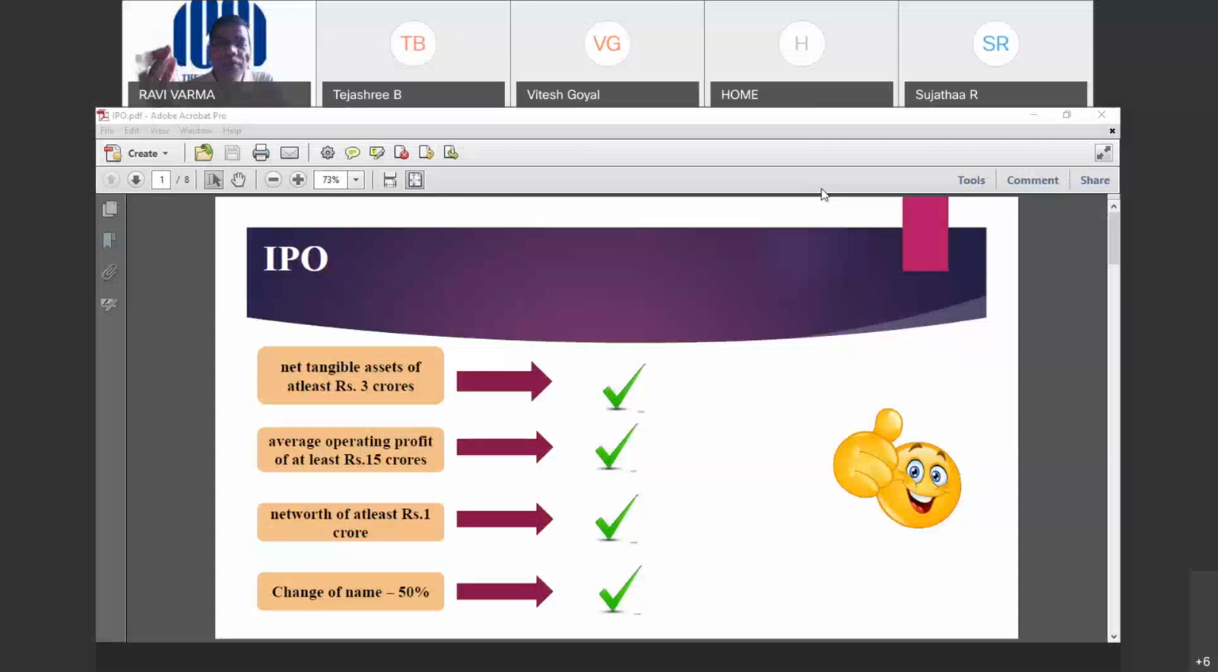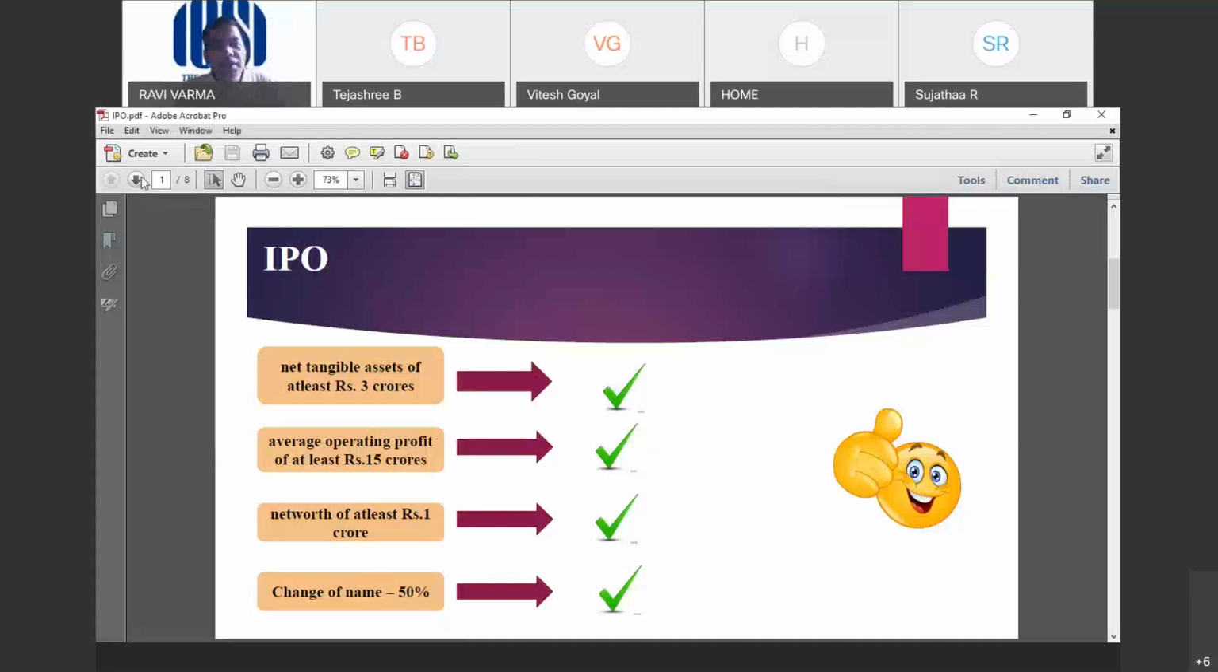I also remember it in a very easy way. Profit, in any case, should be higher, 15. Then, I remember that if I am talking about assets, it's a very big word, net tangible assets. That means three, a big amount. And net worth, a very small amount, 1 crore. Now I will always remember those conditions for the IPO. So these are the conditions for the IPO.